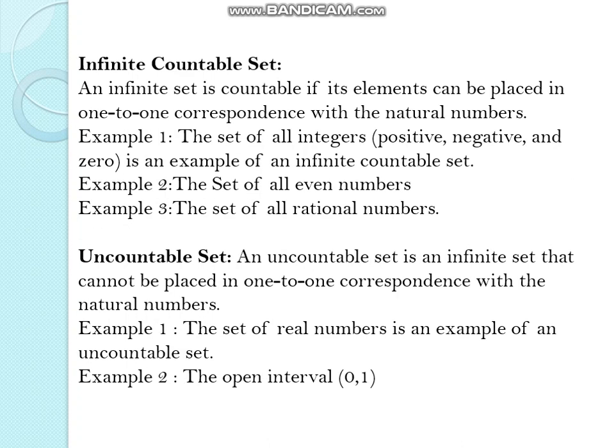So, depending upon that, infinite sets can be said to be infinite countable if their elements can be placed in one-to-one correspondence with the natural numbers. So we have the set of integers, the set of all even numbers, or the set of all rational numbers as infinite countable sets. An uncountable set is an infinite set that cannot be placed in one-to-one correspondence with the natural numbers. The set of real numbers is an example of an uncountable set.